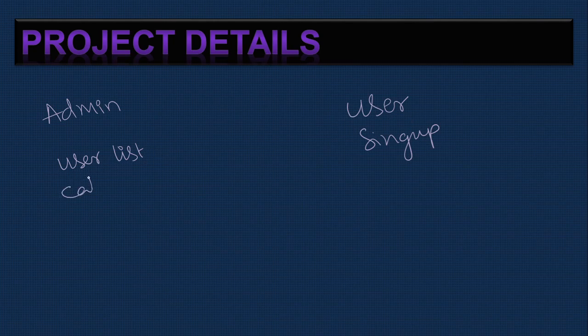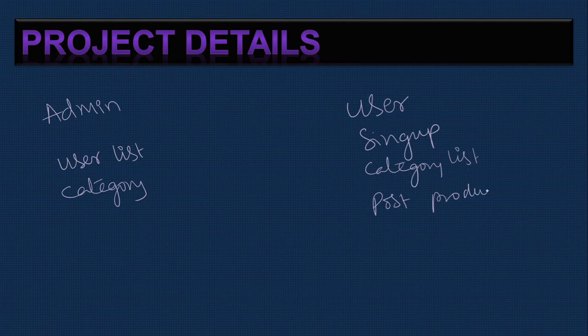So they have to make the category list. What are the categories of the product people can post online. So here you can see the category list. Then you can post the product for bidding. So you can upload the product details for bidding. So here you can see the list of products.